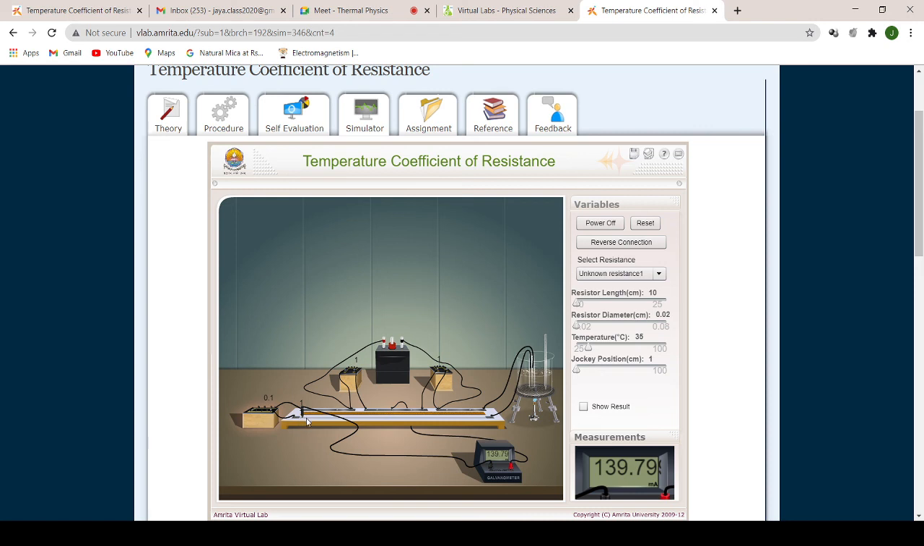That is, you slide the jockey over the wire, find out where you are getting very close to 0 value, and note down the first reading as L1. Then reverse the connection. You can see very clearly that it is getting shifted. The unknown resistor is going to the left side. Note down the balancing length for this case.